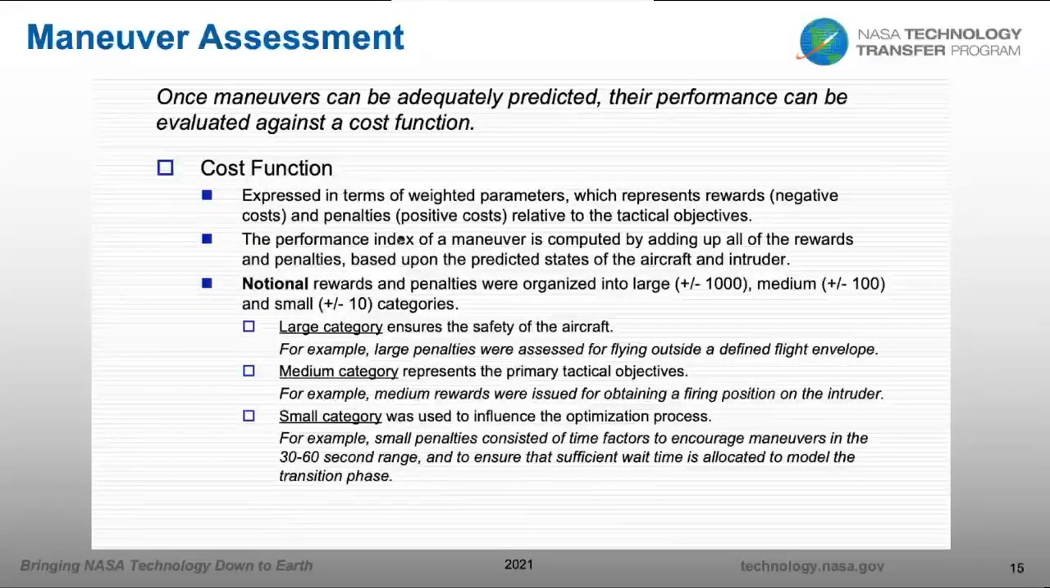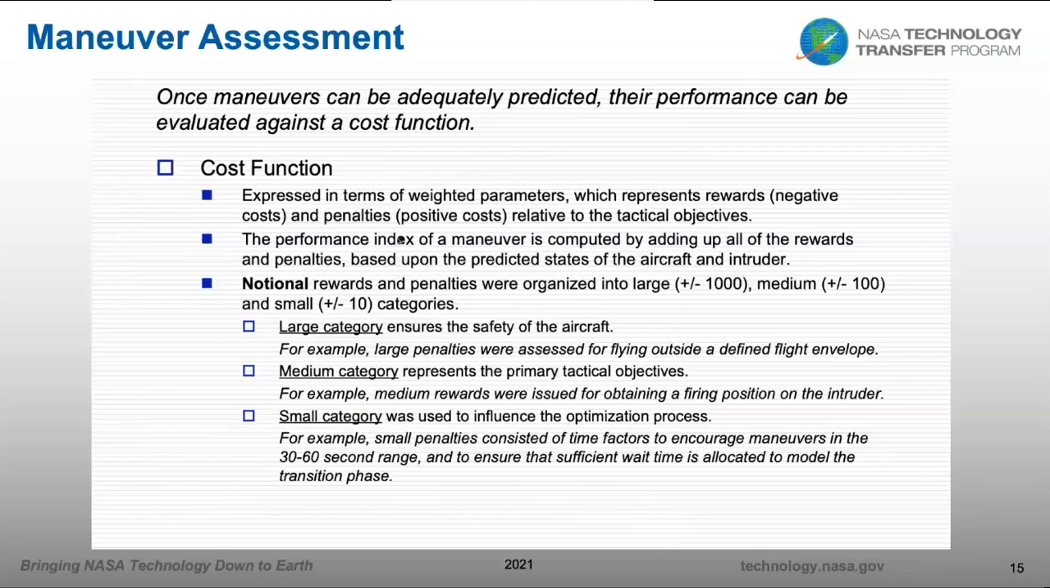In terms of assessing the maneuver, we have a cost function that expresses rewards in terms of negative cost and penalties in terms of positive cost. And we break these down into categories. The largest category with the highest weights are to ensure the safety of the vehicle. Medium category is to try to represent the objective. And in this case, we were looking at ACM, but it's whatever objective that we're trying to meet.